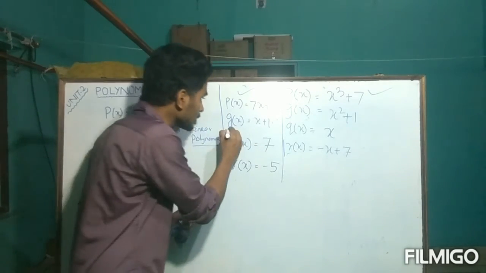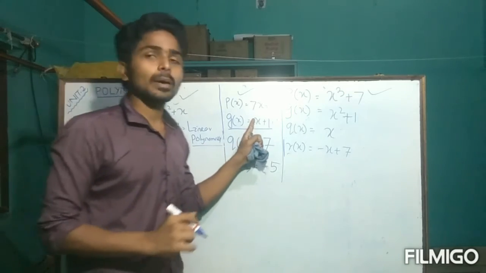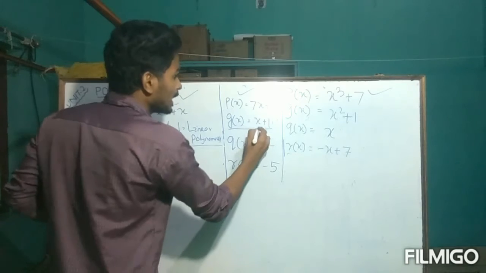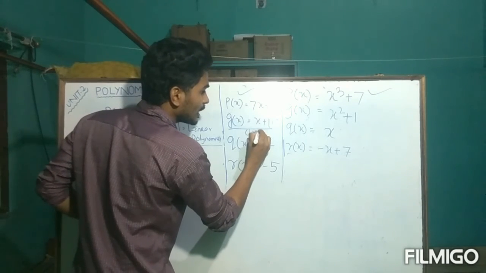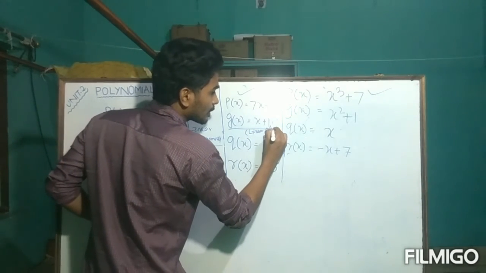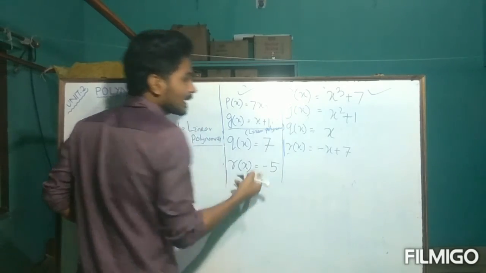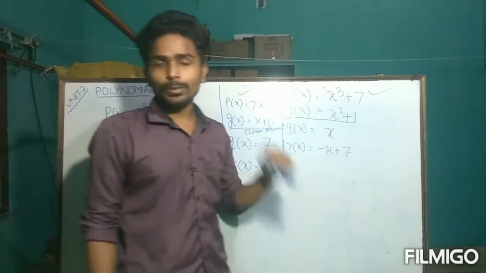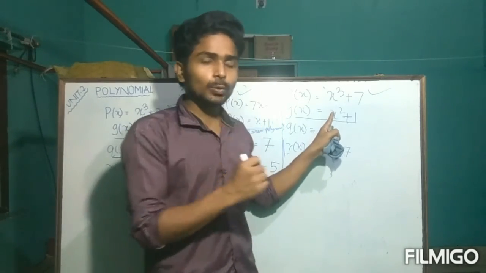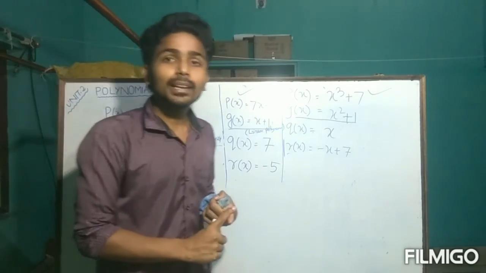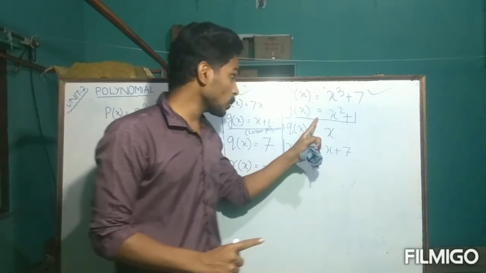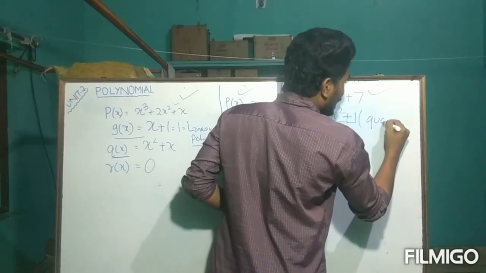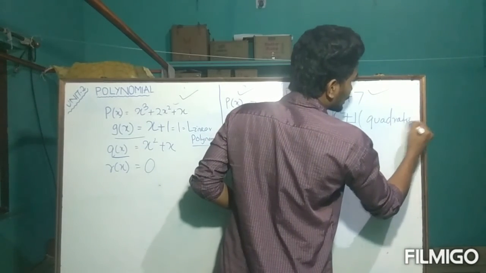Then comes the second case. In the second case, here also the divisor is x plus 1 and its highest power is 1. That means it has the degree 1. Since the degree is 1, you can write it as a linear polynomial. So it is also a linear polynomial. Okay, then comes the third case. In the third case, the divisor is x square plus 1. Here the highest power is 2. That means the degree is 2. So it cannot be written as a linear polynomial. It is called a quadratic polynomial because if the degree is 2, then it is known as a quadratic polynomial.